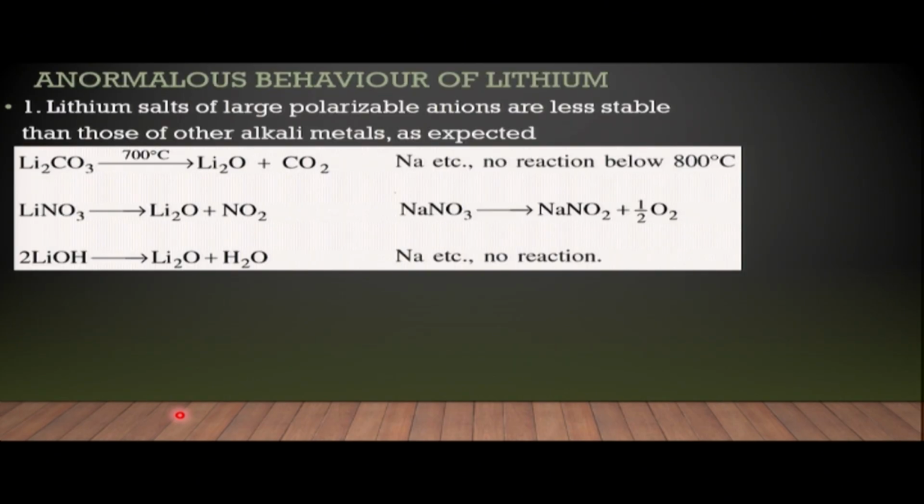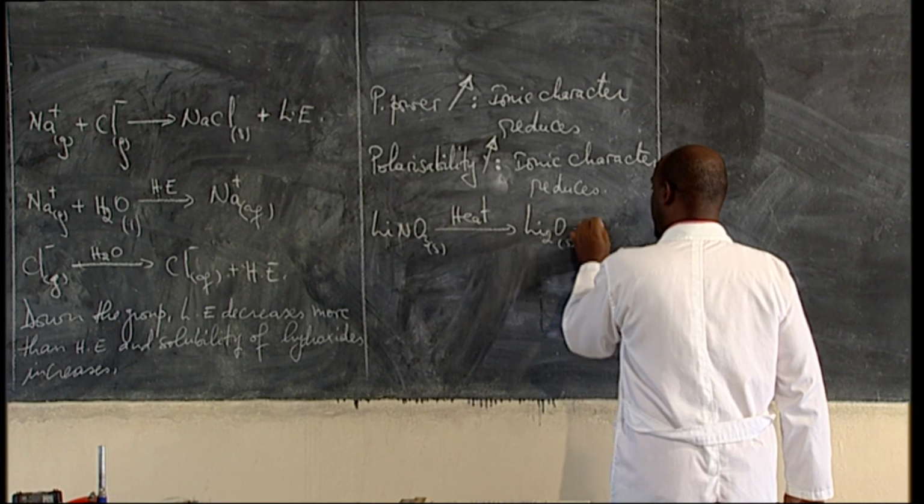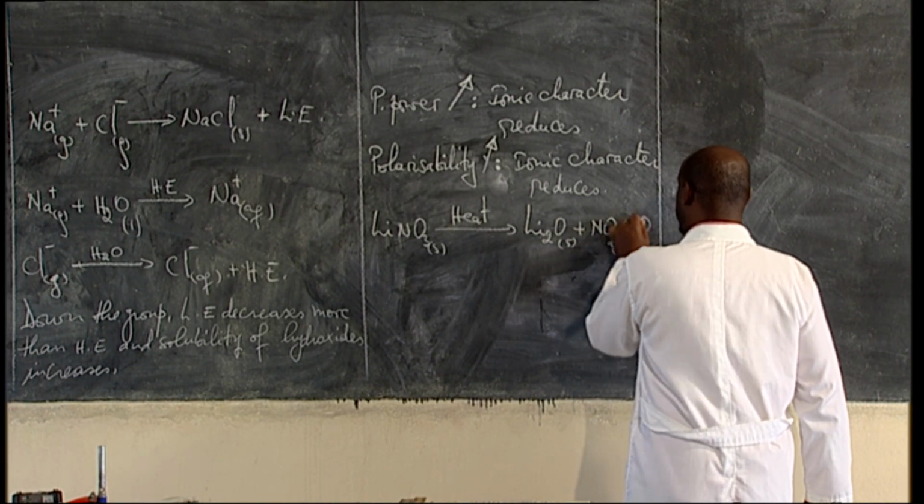Now let us see the abnormal behaviors of lithium. Lithium has a very small size. And because of that small size, it has a very high polarizing power. Because of the polarizing power, which is very high, it has, for example, salts which decompose very easily. If we take the example of lithium nitrate, when you heat it, it produces lithium oxide plus nitrogen dioxide and oxygen.